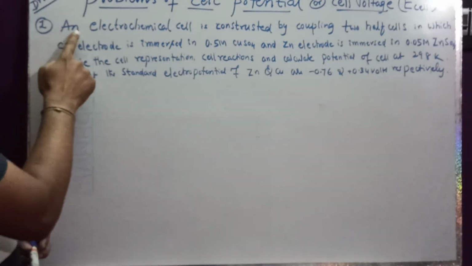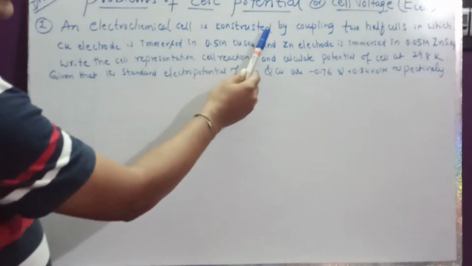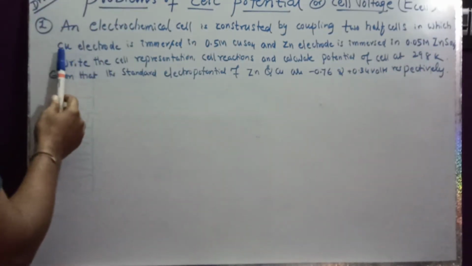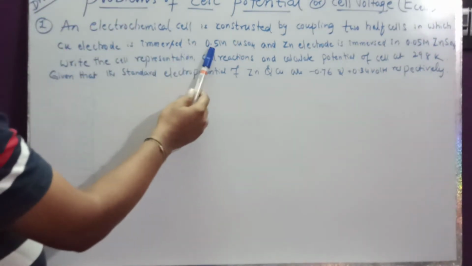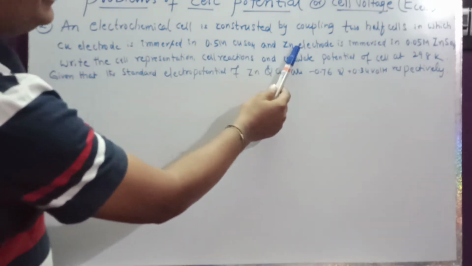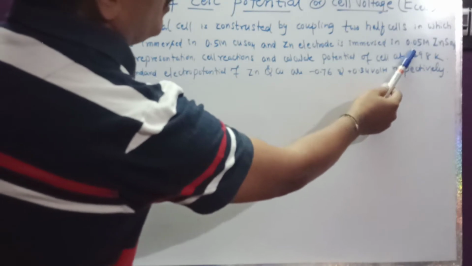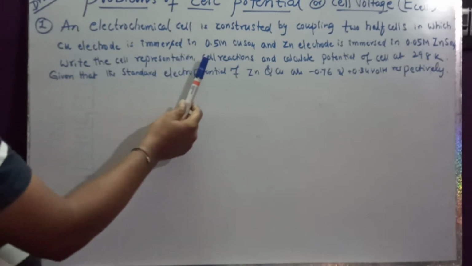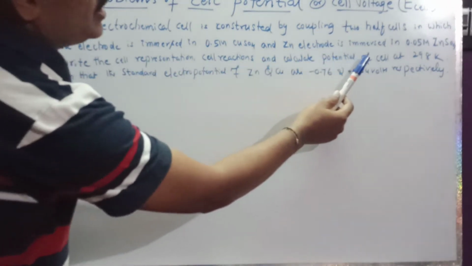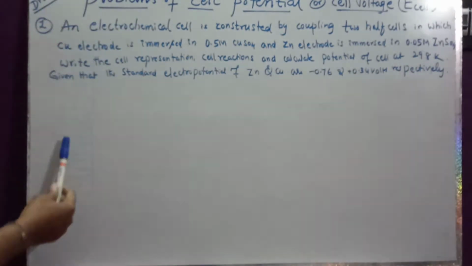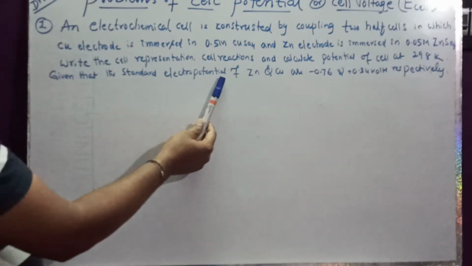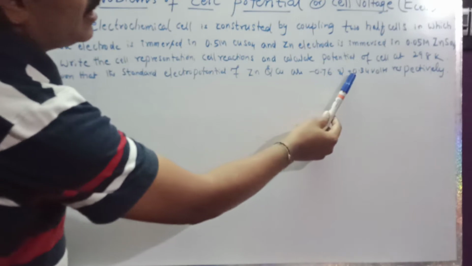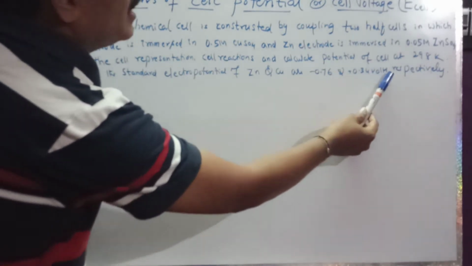Let us solve the first problem on cell potential, or cell voltage, or EMF of a cell. An electrochemical cell is constructed by coupling two half cells in which copper electrode is immersed in 0.5 molar copper sulfate and zinc electrode is immersed in 0.05 molar zinc sulfate solutions. Write the cell representation, cell reactions and calculate potential of the cell at 298 Kelvin. Given that the standard electrode potentials of zinc and copper are minus 0.76 and plus 0.34 volts respectively.